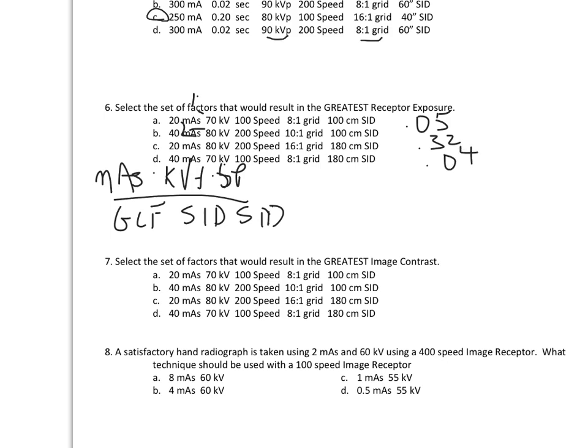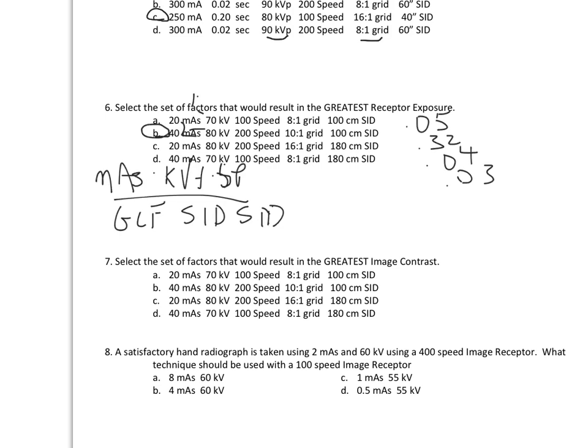And then for D, we're going to go 40 MAS times 1 for the 70 kV times 100 for the speed, divide by 4 for the grid ratio, divide by 180, and divide by 180 again for this SID, and you get 0.03, which means the highest one of these is going to be B.